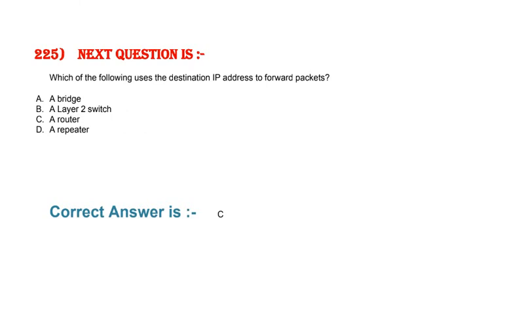Now the question is, which of the following uses the destination IP address to forward packets? Option A, a bridge. Option B, a layer 2 switch. Option C, a router. Option D, a repeater. Correct answer is option C.